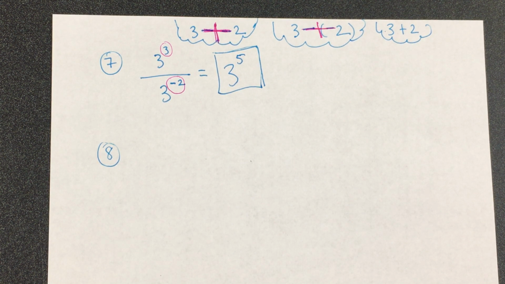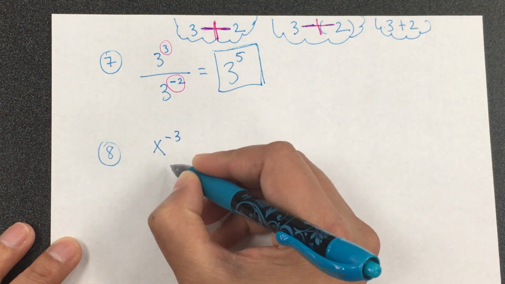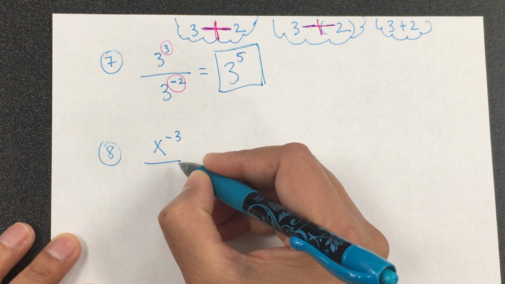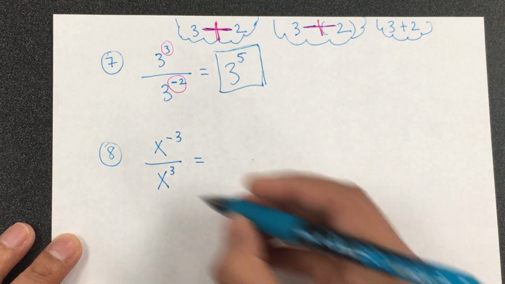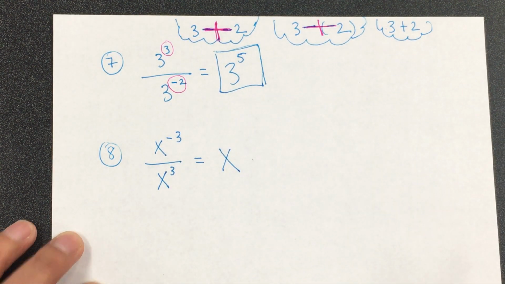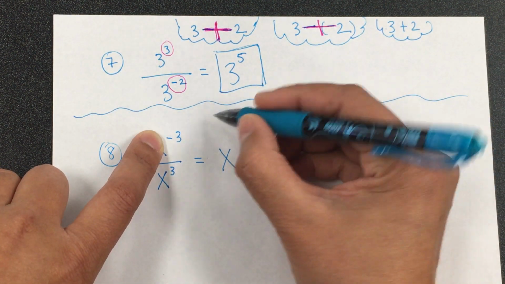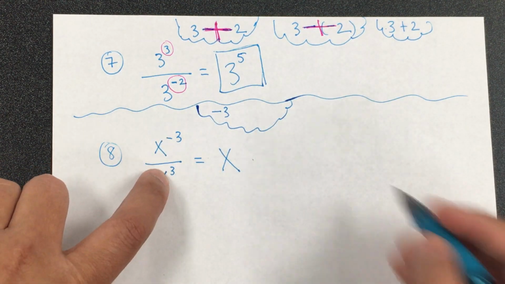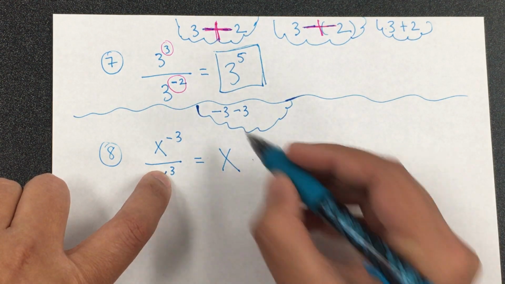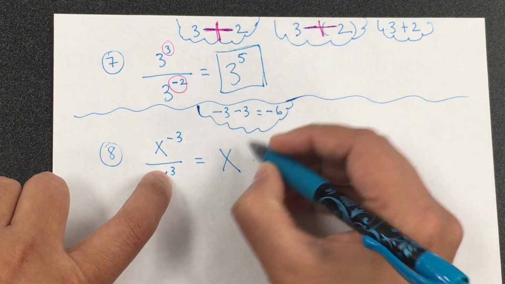Okay, let's go to the next one. So x to the negative third over x to the third power. We keep the base because it's the same base. And I'm just going to put this to divide it. So let me do the work here. It's going to be keep the same for the first one, and then just change the sign for the second one. So it's negative 3 minus 3 is equal to negative 6.